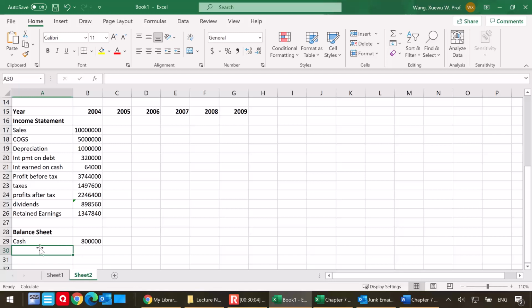All right, and then the firm has current assets, and this actually is $1.5 million.